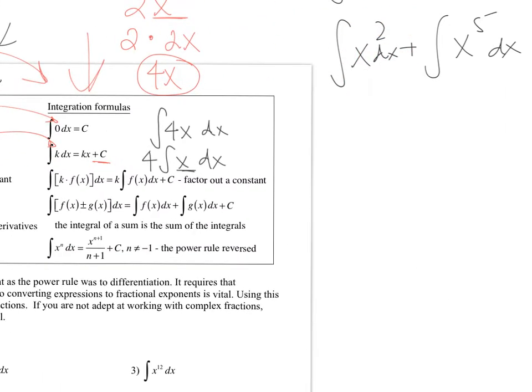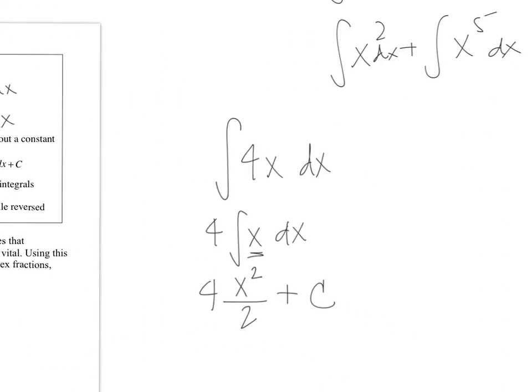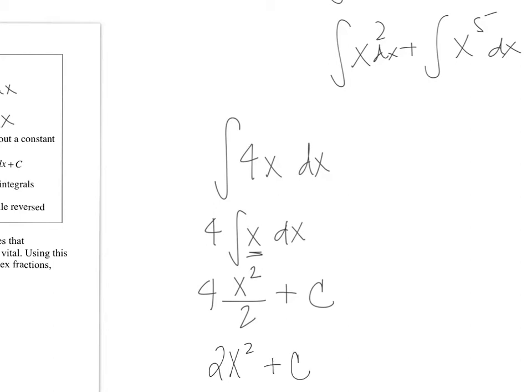So if we go back to taking the integral of 4x dx, I could take out that 4, and I'm taking the integral of x dx. And the integral of x is x to the n plus 1, so x to the 2, over n plus 1, which is 2, plus c. All right, so if I clean that up, again, I did x to the n plus 1 over n plus 1, multiplying by my constant multiplier 4 that I just pulled out. I end up with 2x squared plus c.